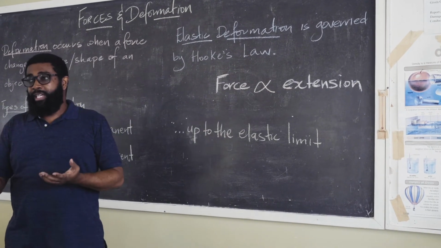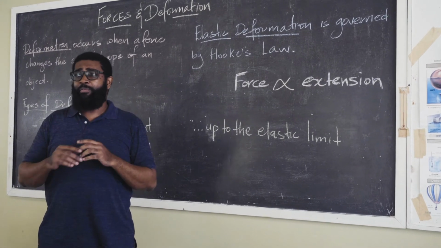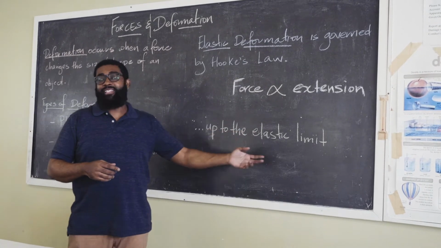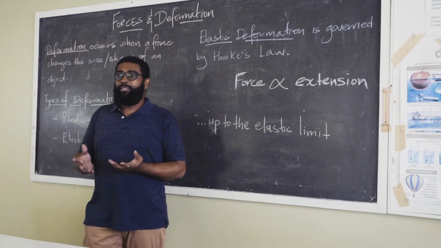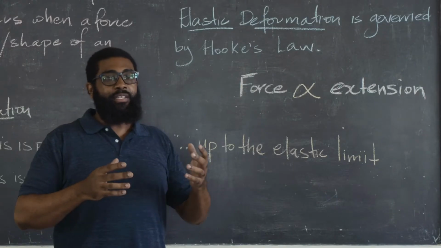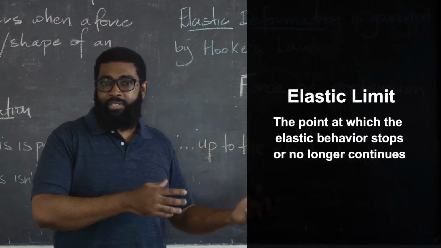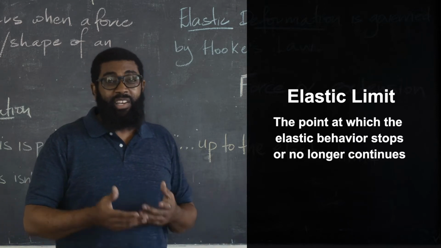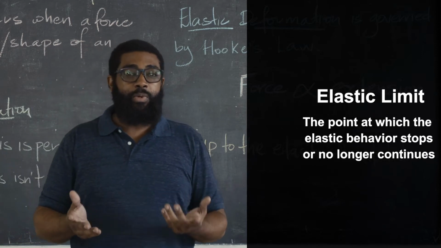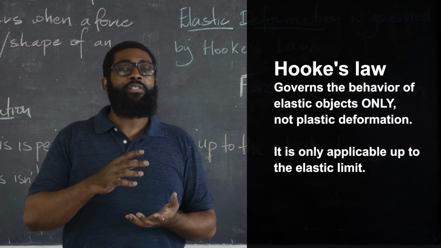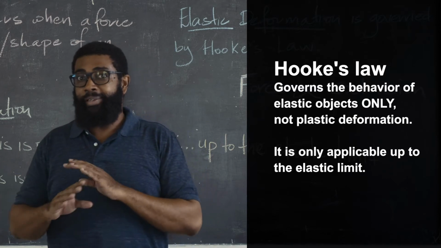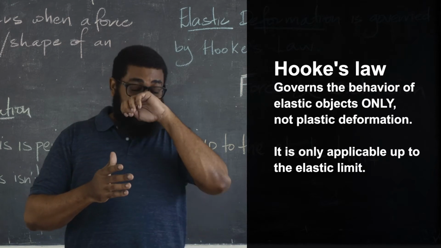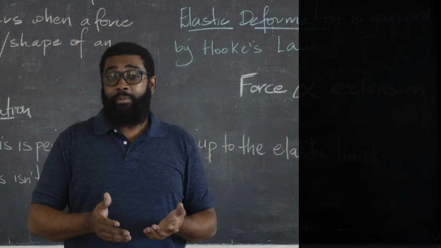This is only for elastic objects. Does it apply to elastic objects all the time? No, it does not. It applies to elastic objects up to the elastic limit. Now, the elastic limit is a bit self-explanatory. It is the point at which elastic behavior stops, or the point past which elastic behavior no longer continues. It depends on how you want to define it. So, once again, just to recap quickly, Hooke's law governs the behavior of elastic objects only, not plastic deformation, okay? Doesn't cover it. And it is only applicable up to the elastic limit.